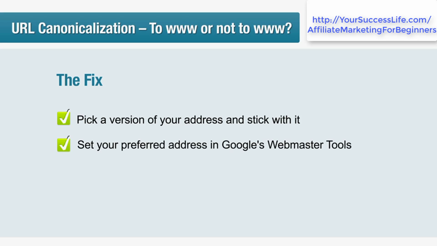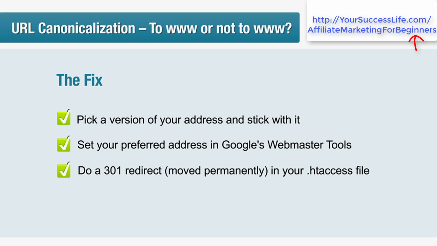Set your preferred address in Google's Webmaster Tools. Google lets you designate your preferred address in their Webmaster Tools site. If you haven't signed up for a Webmaster Tools account, you should probably do so. There's a few other useful tools in there that will come in handy eventually. Do a 301 redirect, moved permanently, in your htaccess file. Copy the following snippet of text into your htaccess file.